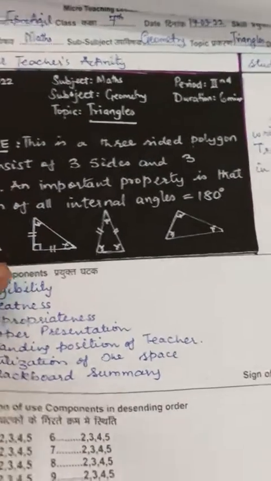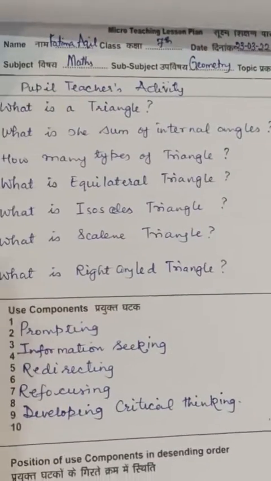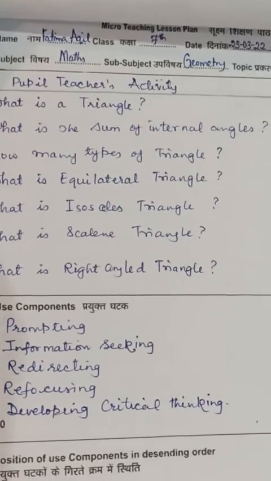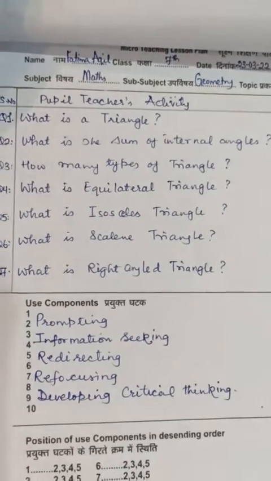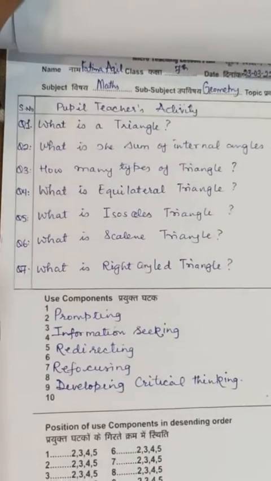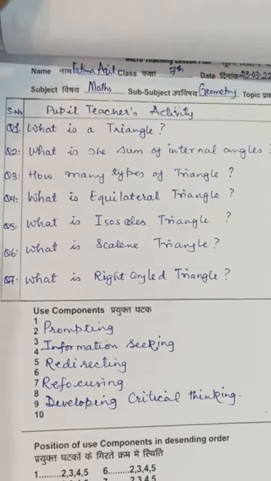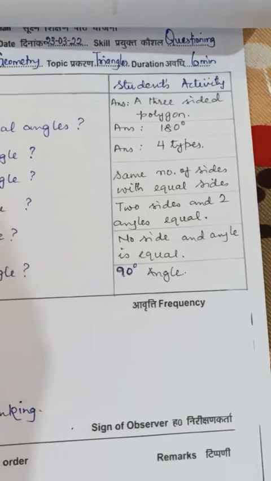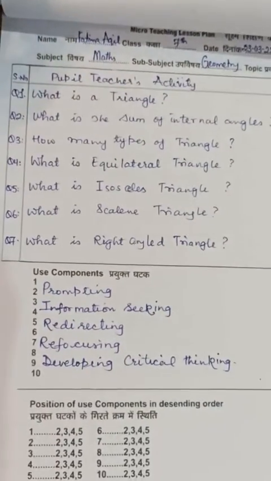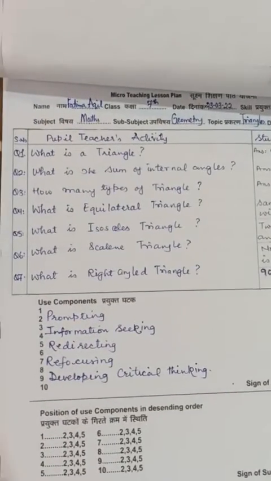Now our fourth skill here is questioning, which is very important. With this we can have an assessment of our students. We can check their knowledge, whether they have understood what we have taught them. So in the pupil teacher's activity, I have 7 questions here, to which the students have answered me very clearly. And these are the components here that have been used.